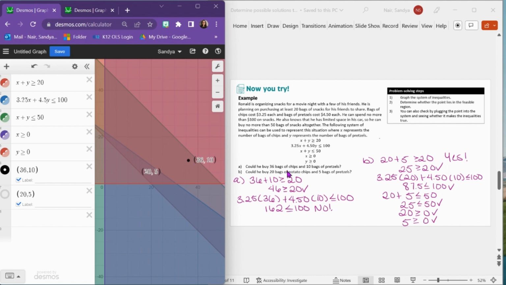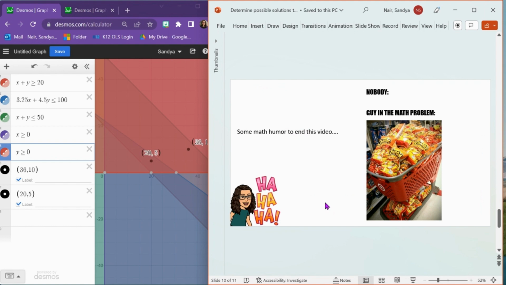If he's asking us if he could buy 20 bags of potato chips and 5 bags of pretzels, we can see that (20, 5) is well within our feasible region. Remember, we can also check algebraically. So if we check (36, 10) algebraically, you can see that it doesn't work for the second inequality. But then if we check (20, 5), you can see that it does work for all of the inequalities in our system.